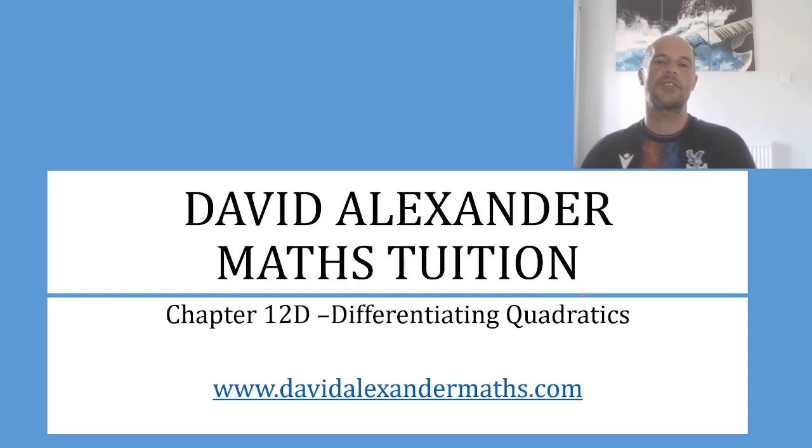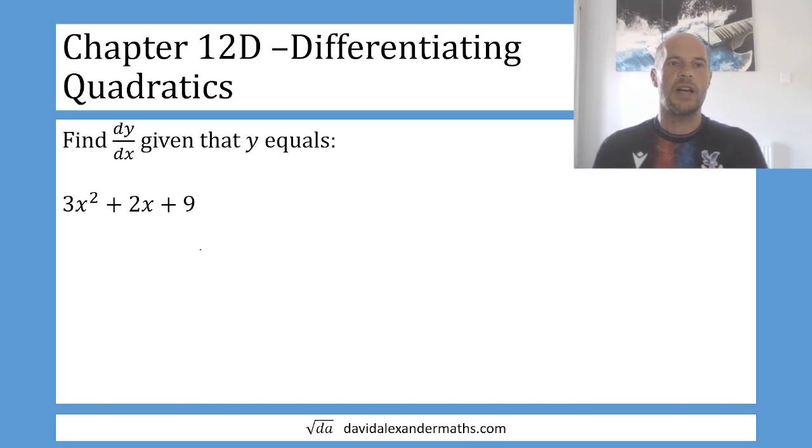This is chapter 12D on differentiating quadratics. Find dy by dx given that y equals 3x squared plus 2x plus 9. Okay, dead easy. Again, all we're doing is differentiating each bit one bit at a time. So 3x squared becomes 6x.